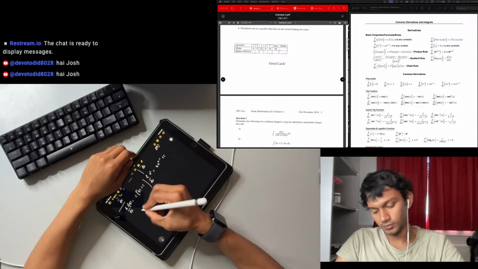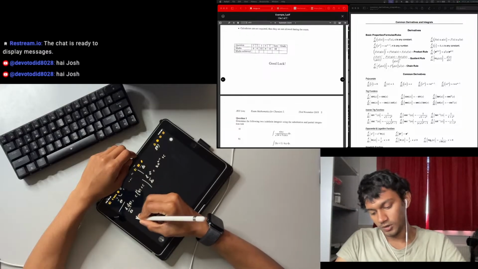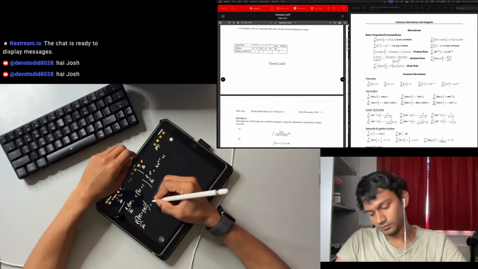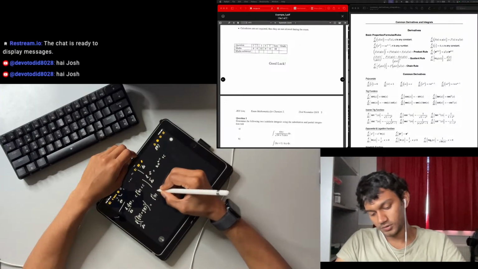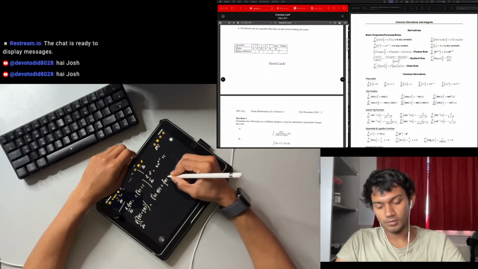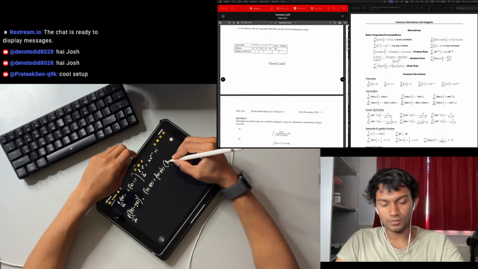Now for product rule, so f of x times g of x whole derivative is f dash of x g of x plus f of x multiplied by g dash of x. Product rule.